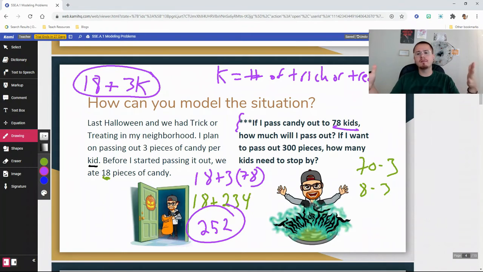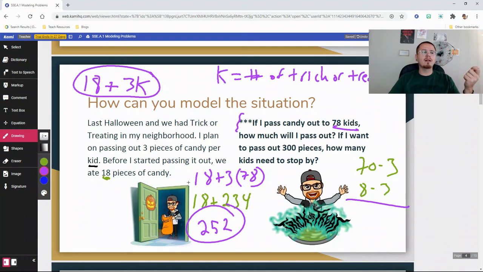Now, what if I bought a bag of 300, and I ate my 18, but I want to keep my figure. I don't want my shirts not fitting me. How can I ensure that I'm not going to have any leftover candy? I want to pass out all of the 300 pieces. Well, we can do the same thing and kind of work backwards.